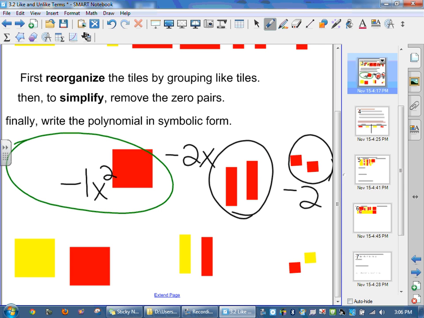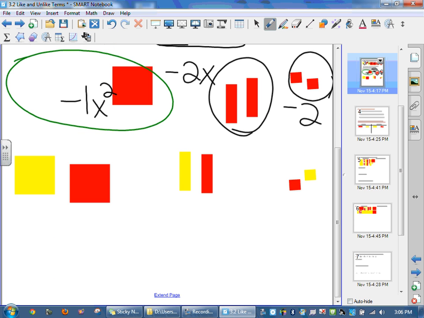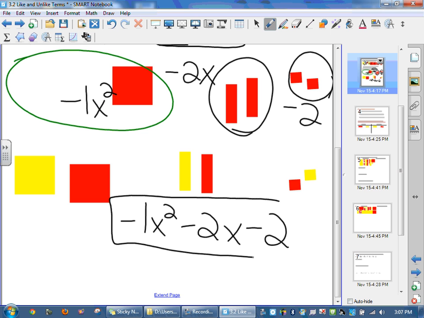Those are our constants. So now we would write our final polynomial, our answer, because it says put it in symbolic form. Symbolic form means write it with numbers and letters. What I've drawn, my final answer is going to be negative 1x squared. That's my 1 red box. Then I've got my 2 red sticks to give me negative 2x. And I got my 2 little baby boxes that are red, so I put negative 2. That would be my final answer when I've grouped them all together.